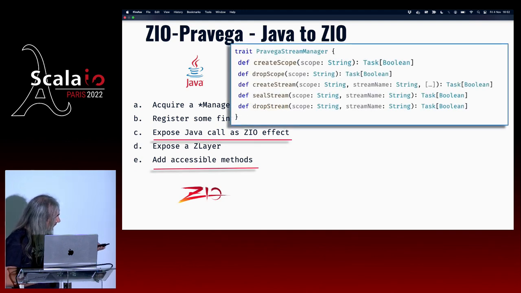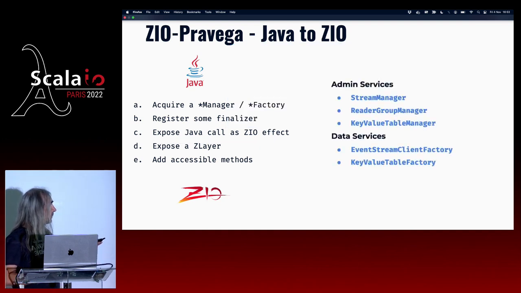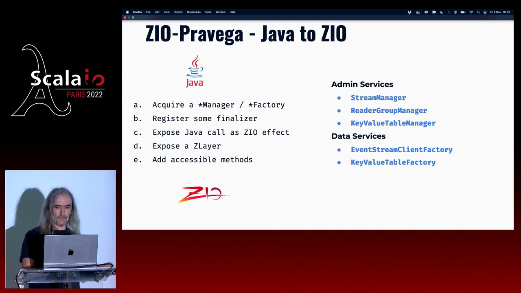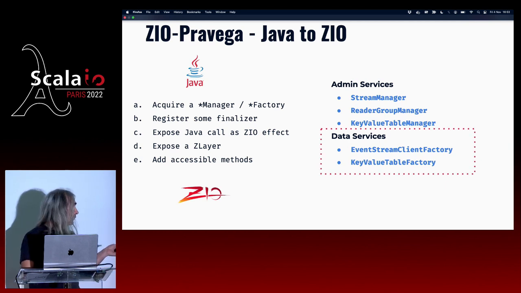The steps C and E must be repeated for all the methods of the Java API, of course. And the whole sequence would be repeated for all the services to manage the resources, resource group, and the access to the data. I will now focus, of course, on this point, which is the main point.